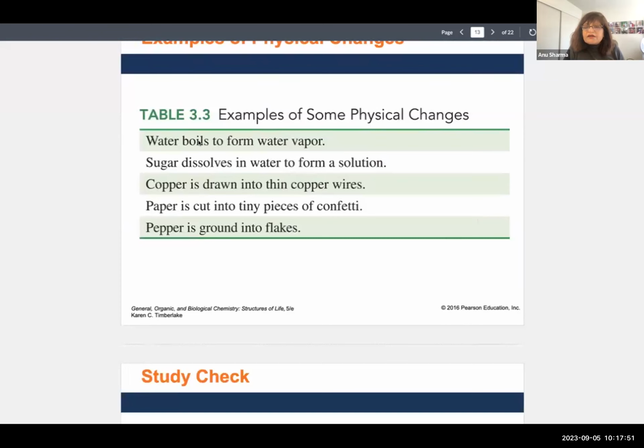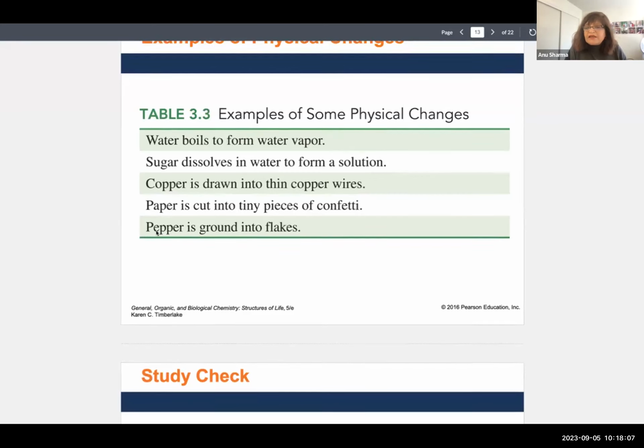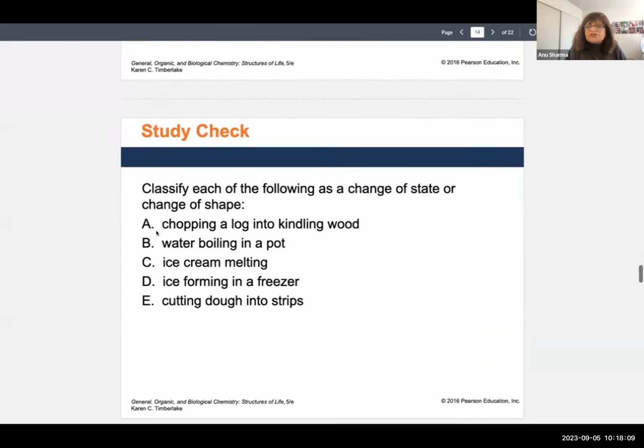Boiling of water, dissolving of sugar, taking copper and breaking it up, making it into thin wires. So just temporarily changing the shape. Cutting paper into thin pieces, so it still remains paper, right? You take pepper and grind it into thin flakes. It still remains pepper flakes, but it's a physical change, okay?